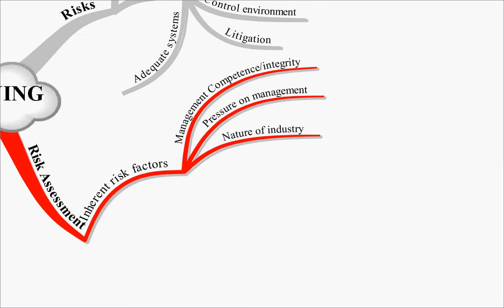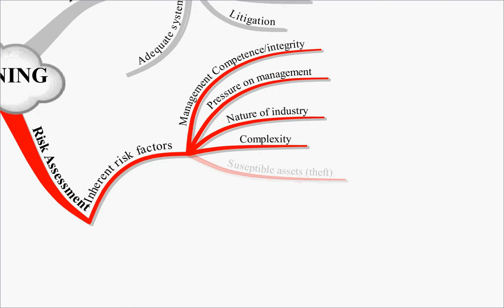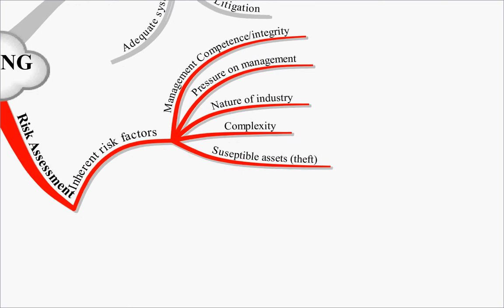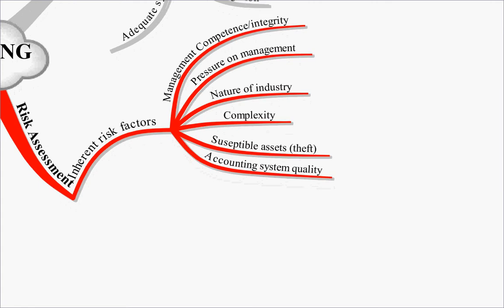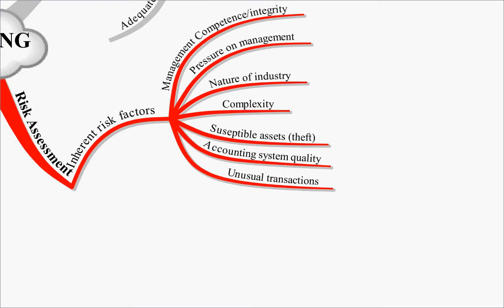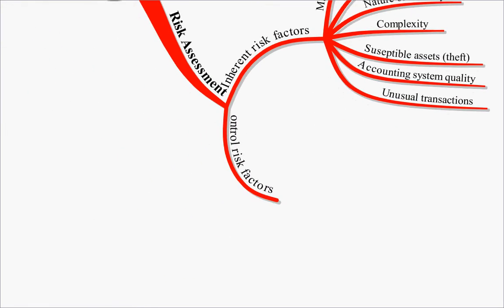The nature of the industry, the complexity of the area, if they have susceptible assets, i.e. that they could be stolen easily. Also, the quality of their accounting system will add or take away from the risks inherent to the business. If they are undertaking unusual transactions, again, this will increase the inherent risk in the business.